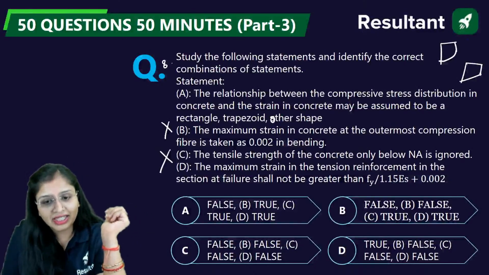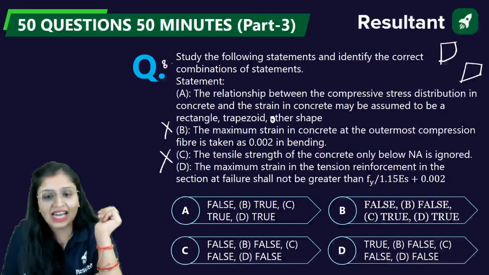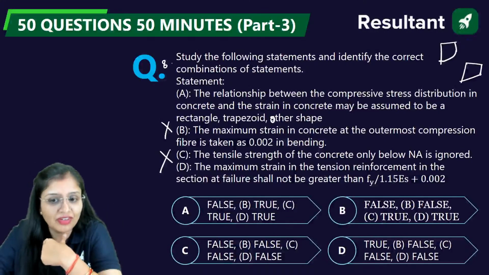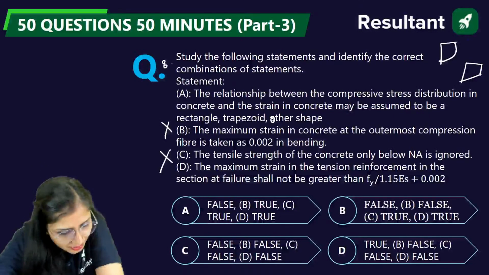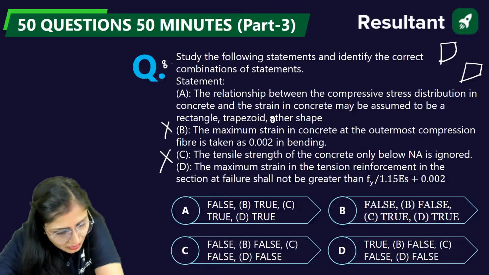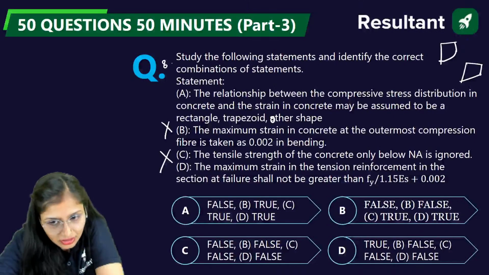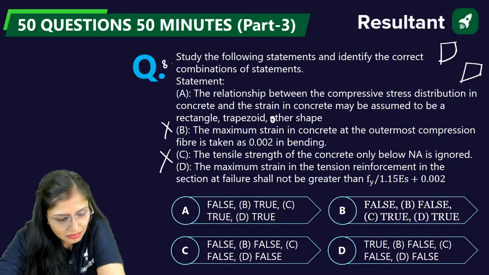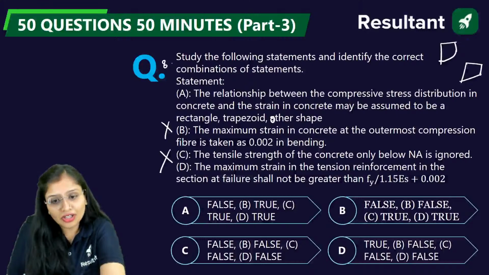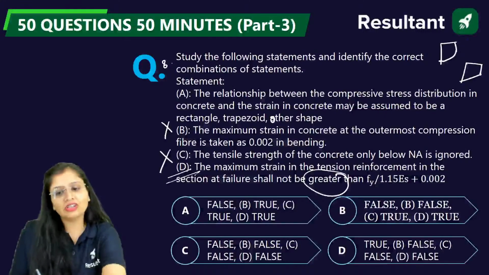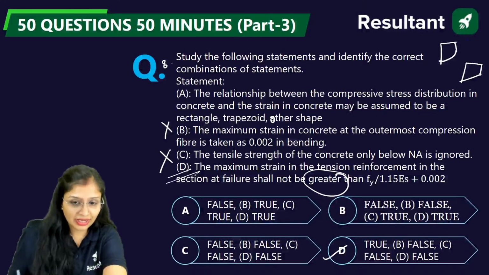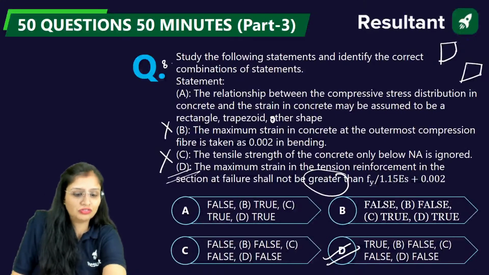The maximum strain in the tension reinforcement in the section at failure shall not be greater than Fy upon 1.15 ES plus 0.002. Is it true or false? Come on, guys, I'm waiting for your answers. Shall not be greater than or shall not be less than? So D will be the answer. This is also false.